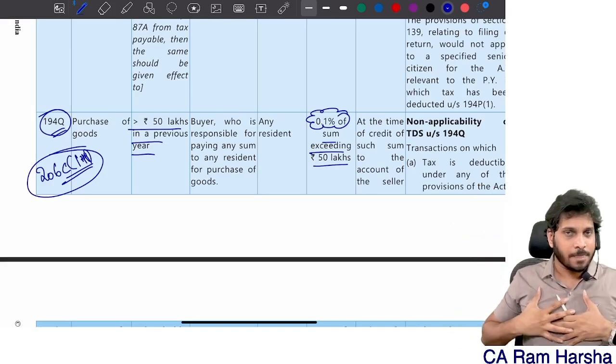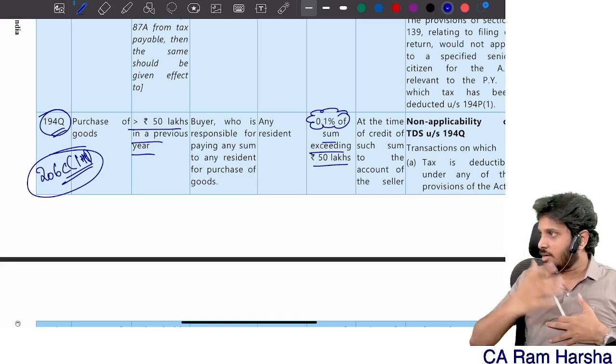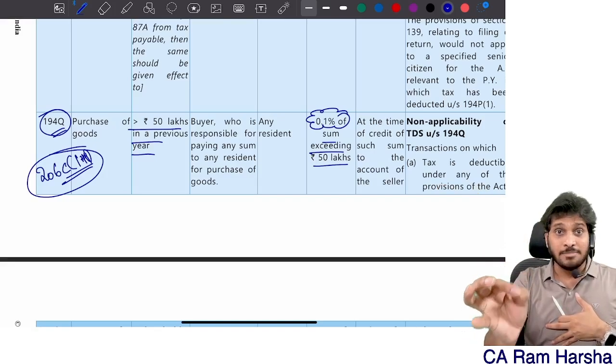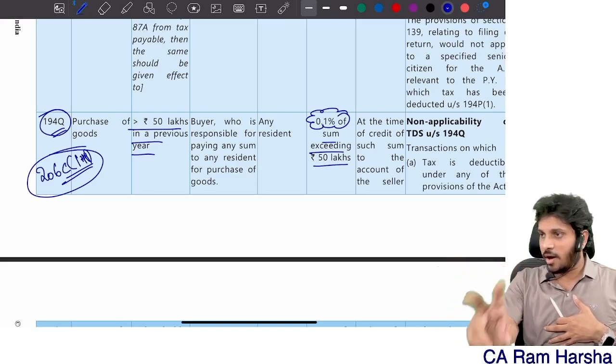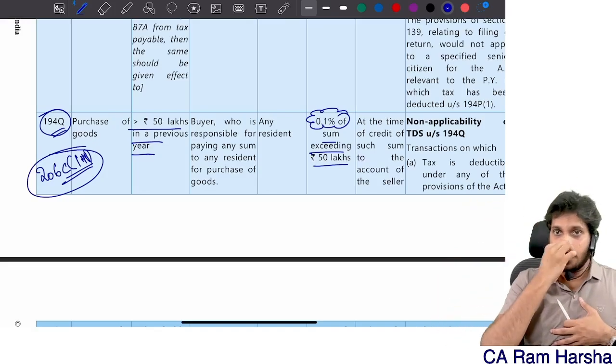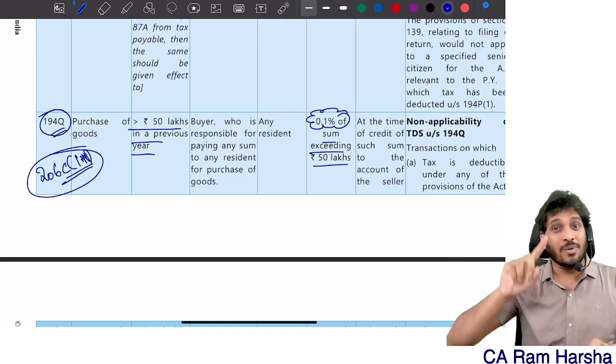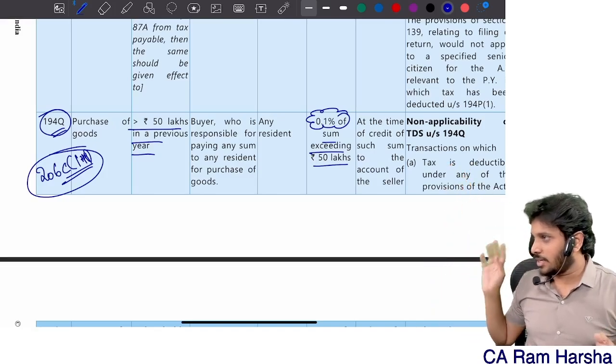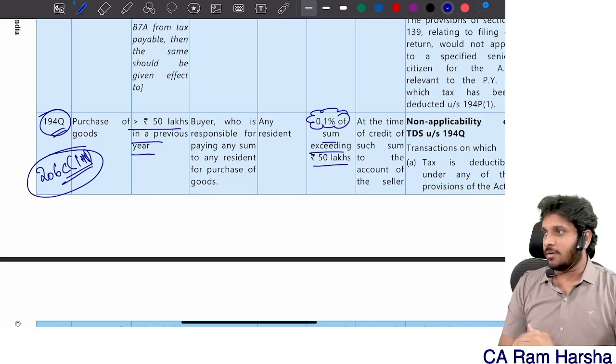Suppose I am a seller and I am selling you goods. You are a buyer and I am a seller. My turnover last year was more than 10 crore. And I'm selling you goods worth 70 lakhs. On the 20 lakhs I should collect 1%. Under 194Q it is 0.1%, whereas TCS is 1%, ten times the TDS amount. Getting the point? Suppose you are a buyer.